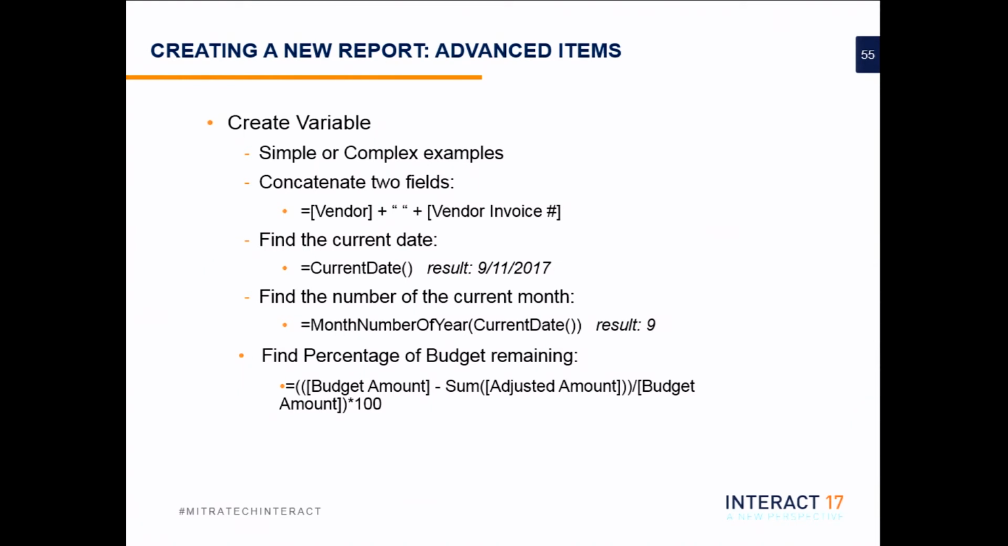So if I run this report next month, I don't have to update my report manually. It will automatically say 10, next month 11. If I want the percentage of budget remaining, it's the budget amount field minus the sum of the adjusted amount, over the budget amount, times 100.